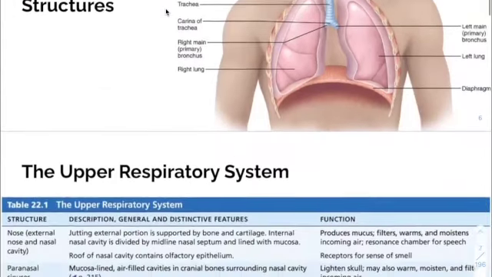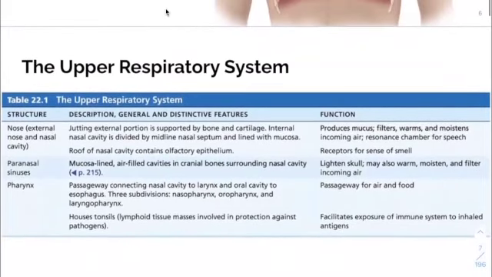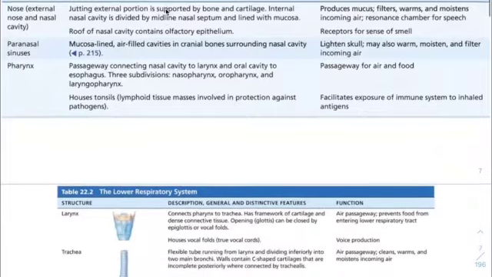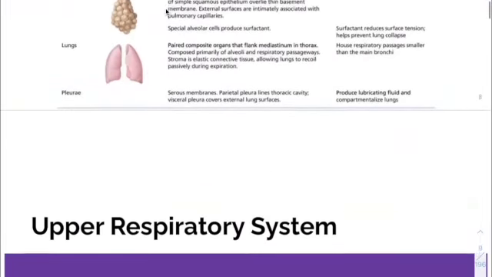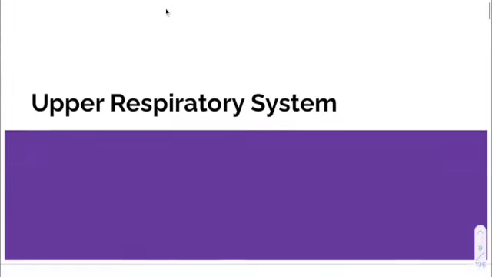I included these charts out of your textbook that talk about the different structures, what they do, and the general features of each. We're going to look into all of these. So let's start with the upper respiratory system.